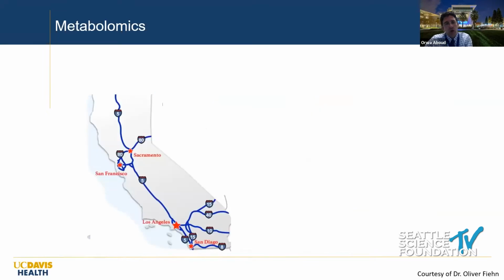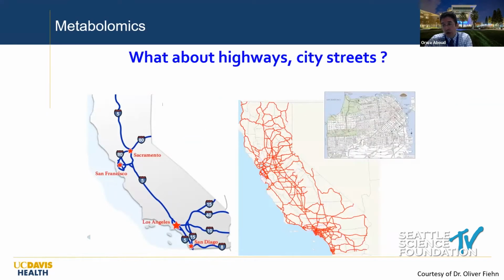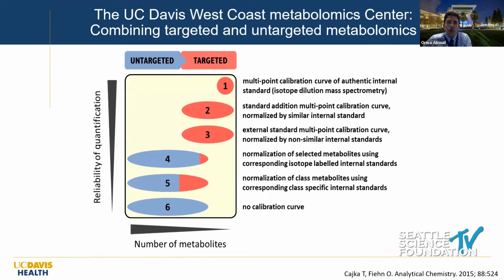I usually like to picture this as the highways and interstates of the United States, especially shown here in the map of California. You see the superclasses as the big highways, and you go to more detailed subclasses and smaller and smaller metabolites until you get to the small roads and alleys in every city. And this is what we are trying to do here in the UC Davis West Coast Metabolomics Center.